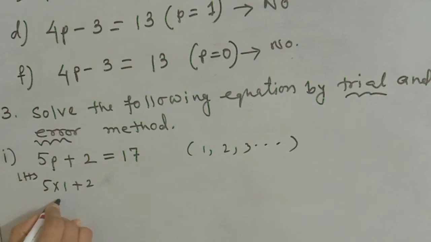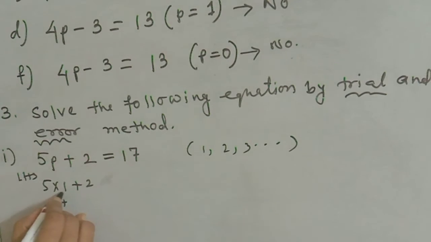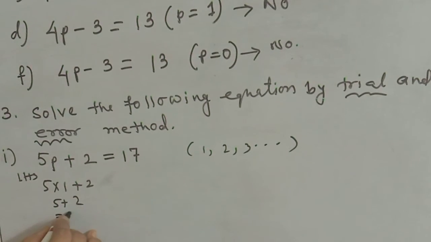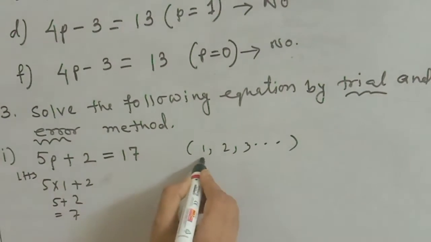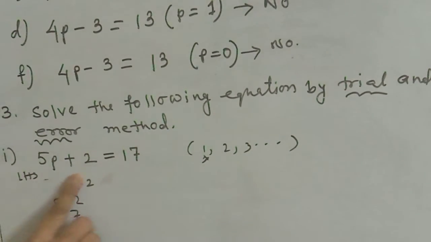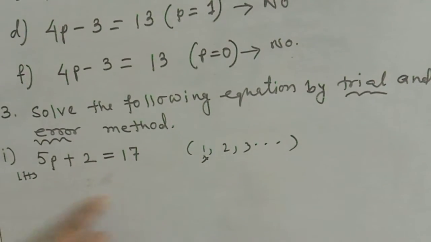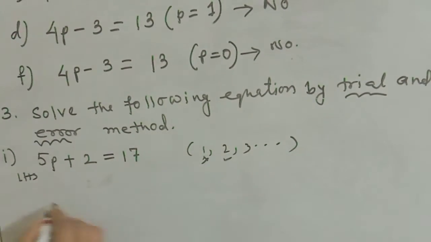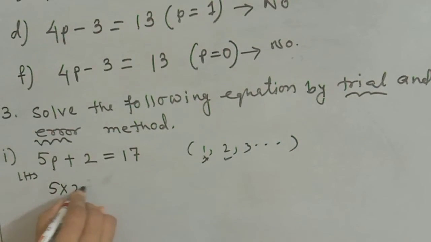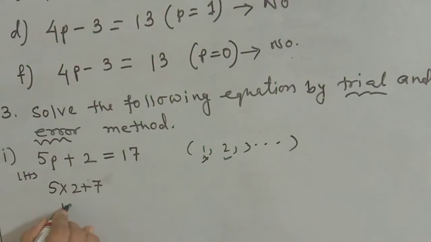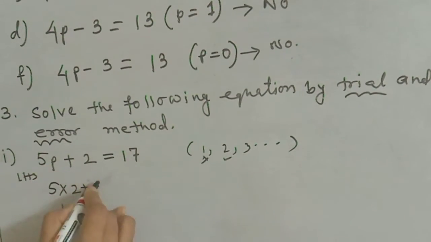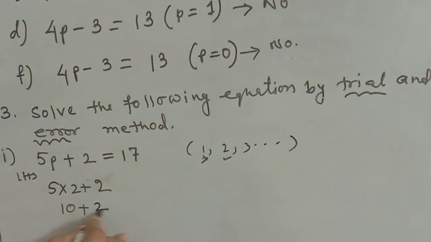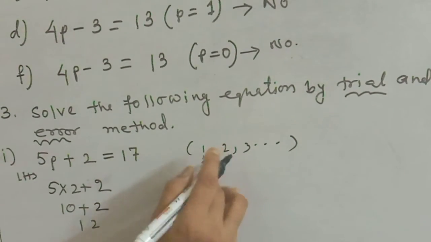Then 5 into 1 means 5, plus 2. It is 7, not 17. So p equal to 1 is not the value. Trialing by 1, we find that it is not the correct value. Next, by 2, then 5 into 2 plus 2. 5 twos are 10, plus 2, equal to 12. It is not 17. So this is also not the correct value.